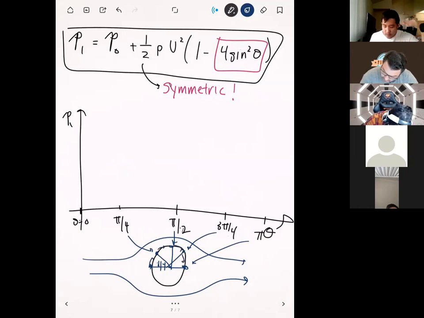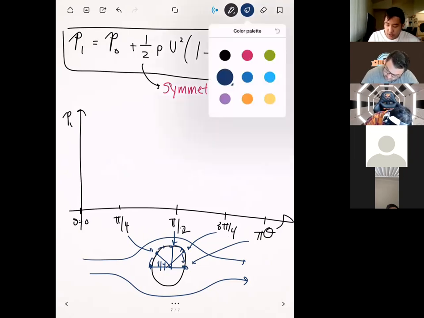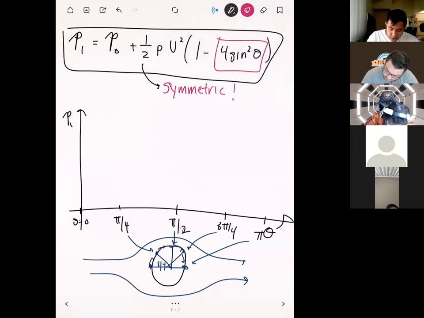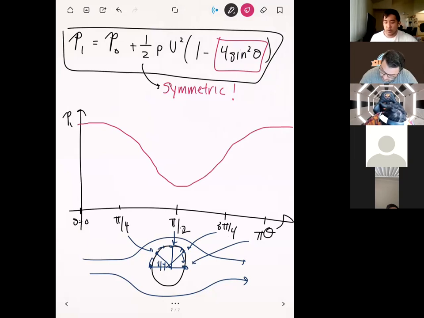So we go from one of the horizontal sides of the cylinder all the way to the top, and then on the back side. What this pressure distribution predicts looks like this. We're going to start high here at theta equals 0. Then at pi over 2, we're going to get a minimum. And then we're going to come back up, back over there. So by the time we reach the other side of the cylinder, the pressure fully recovers.